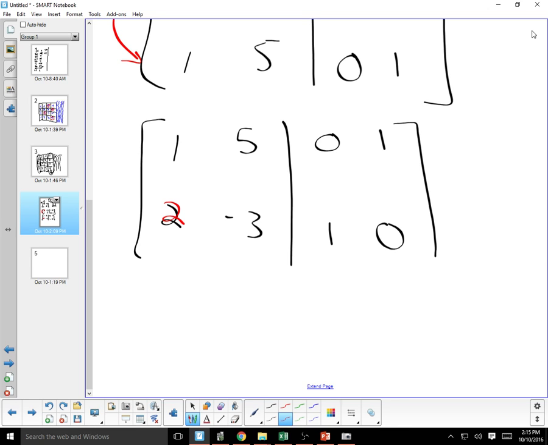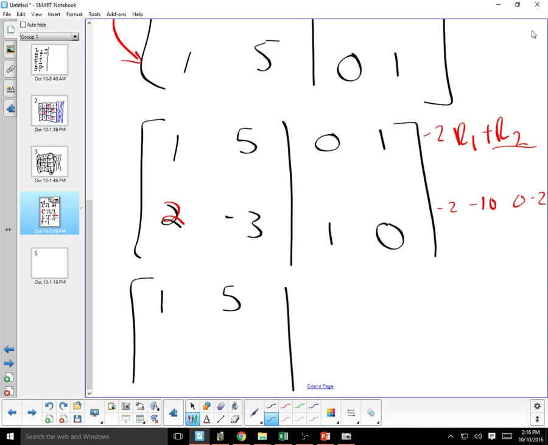I want this 2 to become a 0. The way I'm going to achieve that is I'm going to take row 1, multiply it by a negative 2, and add all those values to row 2. So that gives me negative 2, negative 10, 0, and negative 2. Correct? If you take all these values up here, Chase, and multiply them by negative 2, I get those numbers that I just wrote. Now I'm going to add them to row 2. Does that change row 1 in any way? Sure doesn't. So 1, 5, 0, 1.